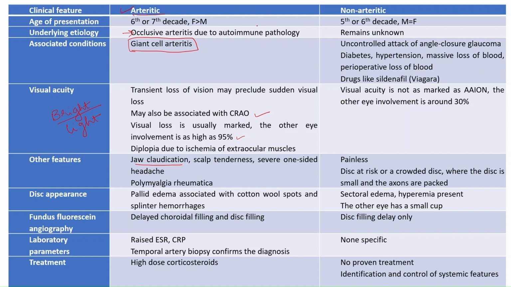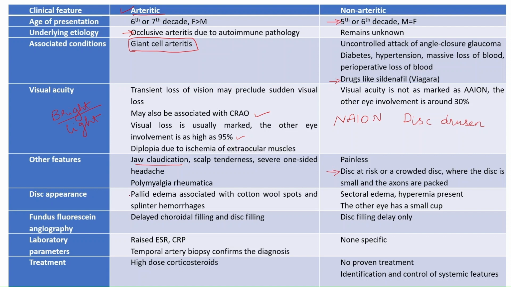Let us think about what is happening on the non-arthritic side. It is usually seen in the 5th to 6th decade with no gender predilection. We still don't know what the cause of ischemia here is, but there are a few associations like uncontrolled diabetes, uncontrolled attack of an angle closure glaucoma, hypertension, massive loss of blood, perioperative loss of blood, and some drugs that cause smooth muscle relaxation like sildenafil. Visual acuity loss is not as bad as in arthritic, and other eye involvement is not so common. So when you get an NAION or non-arthritic ischemic optic neuropathy in a younger individual, always rule out disc drusen, because this is a predisposing factor to develop non-arthritic ischemic optic neuropathy. The other feature you can see is a small crowded disc which is usually seen in the other eye, because the eye that you are seeing now is edematous.